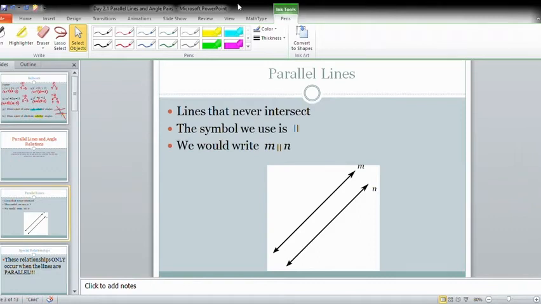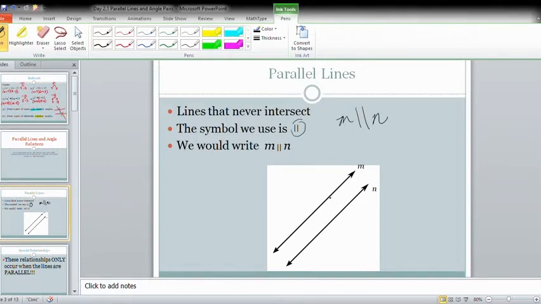Let's review some parallel lines. Again, if we are looking at parallel lines, we are looking at two lines that are never going to intersect. So line M and line N are said to be parallel. That means they will never cross. They will never intersect, right? The symbol we use, they literally look like two parallel lines. So we do two dashes like that. And then if we wanted to write this picture, we would say line M is parallel to line N.